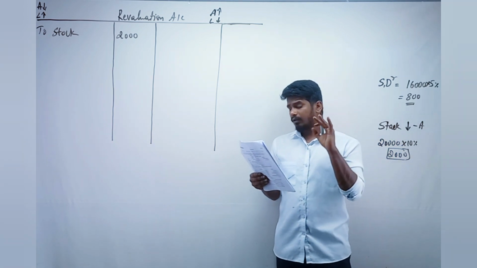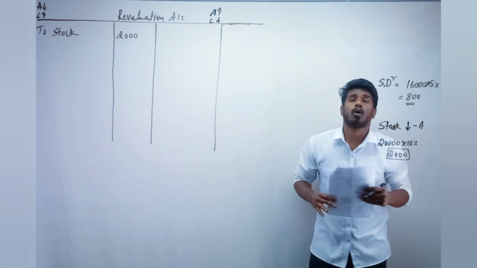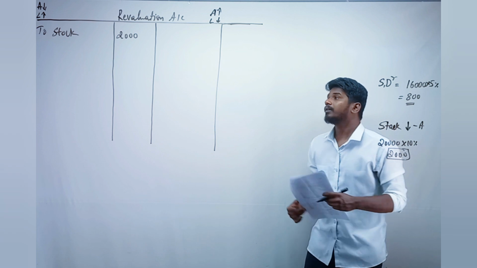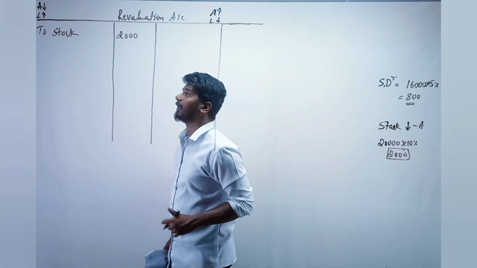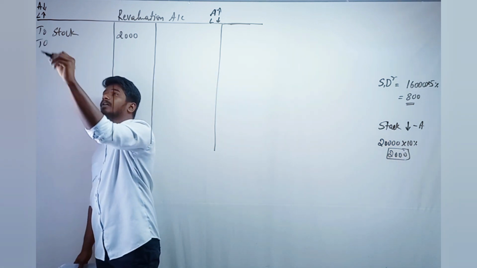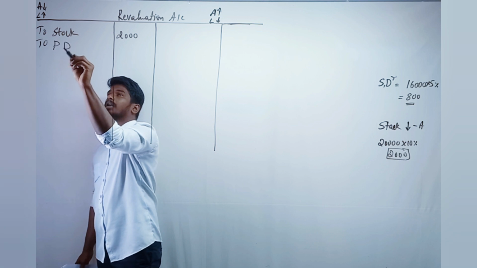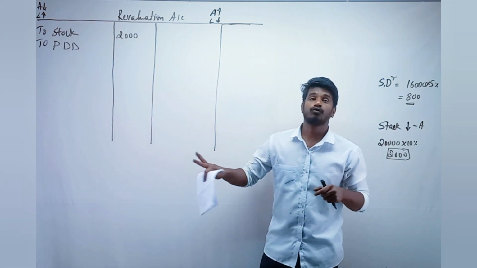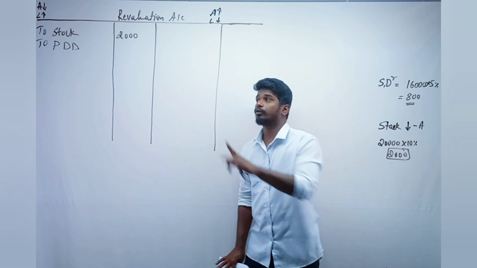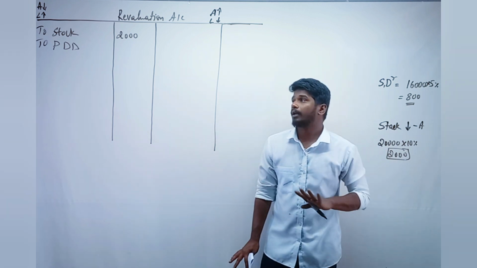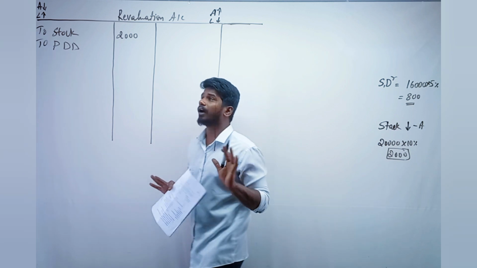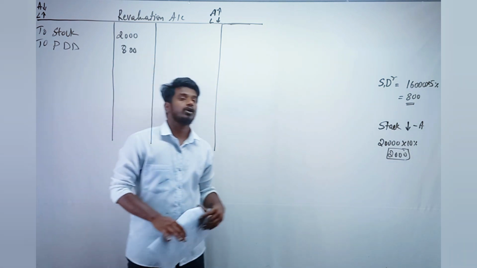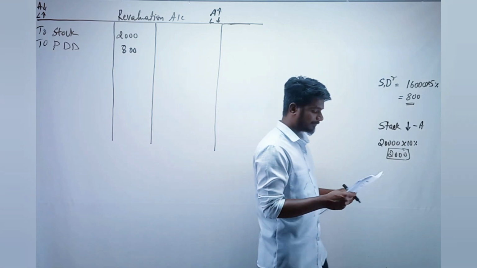So where will we record it? Provision for doubtful debts will always be on the debit side. So provision for doubtful debts, PDD. In your examination you should write it in full, right? How much is it? 800 rupees. We have already calculated that, correct? So it is 800. Fine.